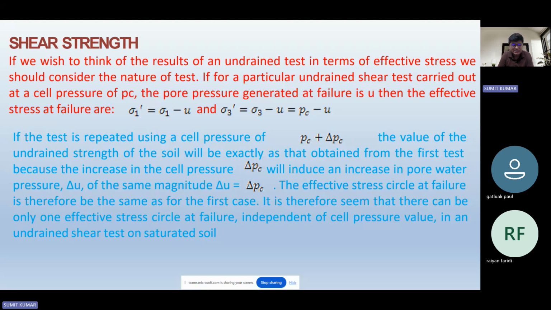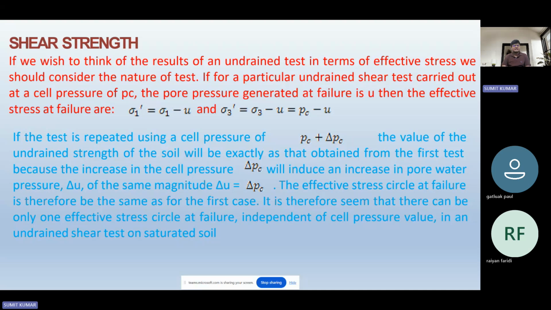Now, talking about the shear strength, if we wish to think of the result of an undrained test in terms of the effective stress, we should consider the nature of the test. If for a particular undrained shear test carried out at a cell pressure of PC, the pore pressure generated at failure is U, then the effective stress at failure becomes sigma 1 dash equal to sigma 1 minus U, and sigma 3 dash equal to sigma 3 minus U equal to PC minus U.